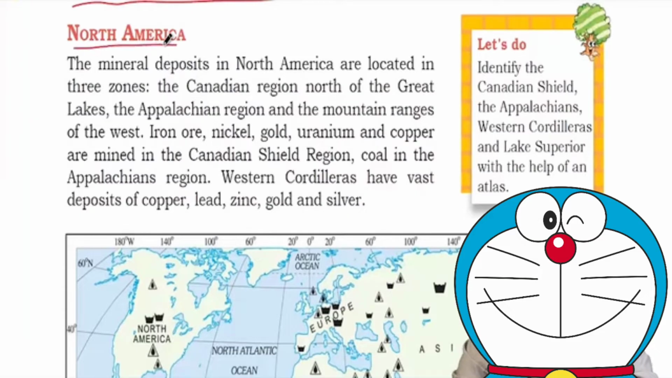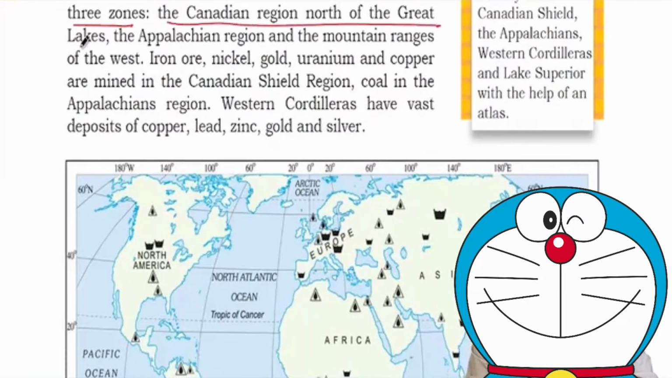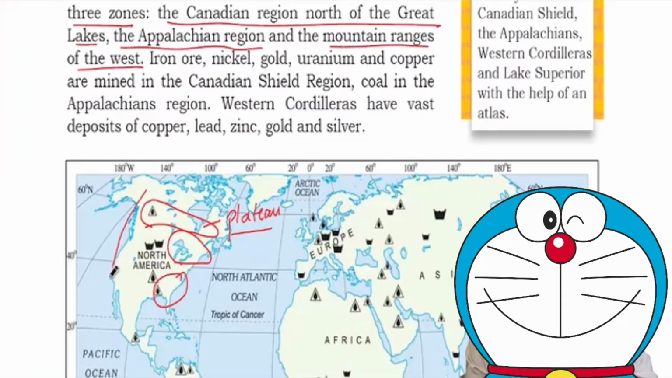When we talk about North America, it can be divided minerally into 3 zones. That is, the Canadian region north of Great Lakes. Can you see here? This region is called the Great Lakes. Above this region, you have a plateau, the Canadian Shield. Here, you usually have minerals. The second important region is the Appalachian Mountains. It comes somewhere here. And the third is the mountain ranges of the west, that is in this region. So there are 3 regions, this you have to write. North America can be divided on the basis of minerals into 3 zones.